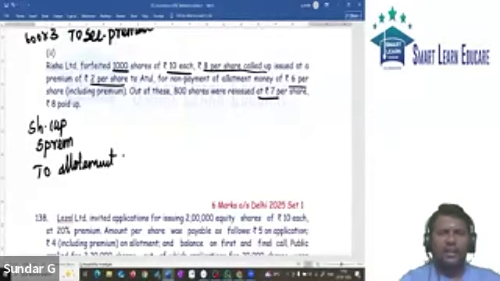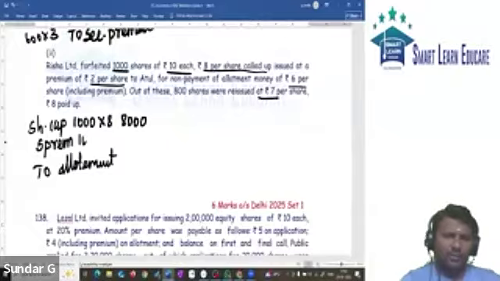Next. And what is not yet called? It is 8 only called up. Still they didn't give any info. So share capital should be debited with 8. So 1,000 shares into 8. 1,000 into 8 will give you 8,000.